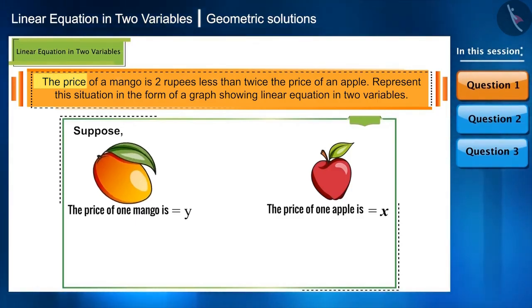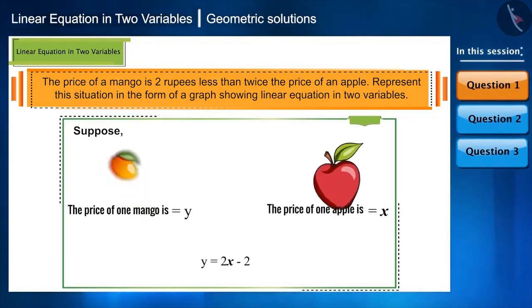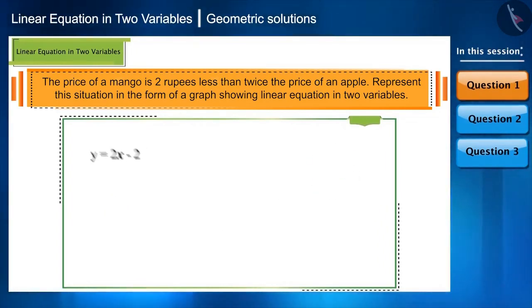The condition is that the price of one mango, that is y, is 2 less than twice the price of one apple. Y is 2 less than 2x, that is y is equal to 2x minus 2. The equation is ready. Now, we have to make a graph by marking their coordinates on the x and y axis. How will you do this?